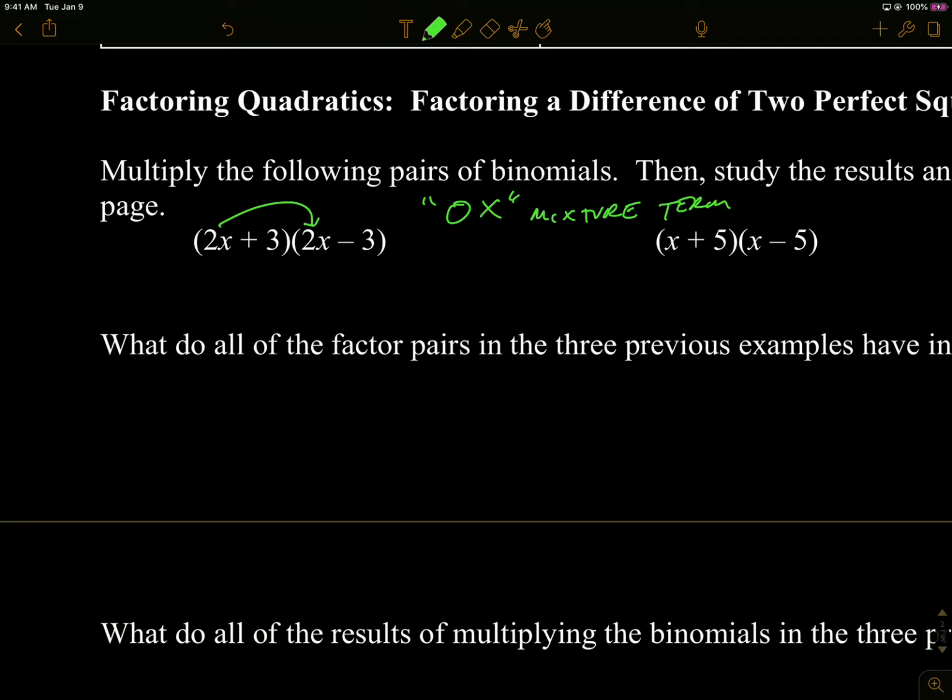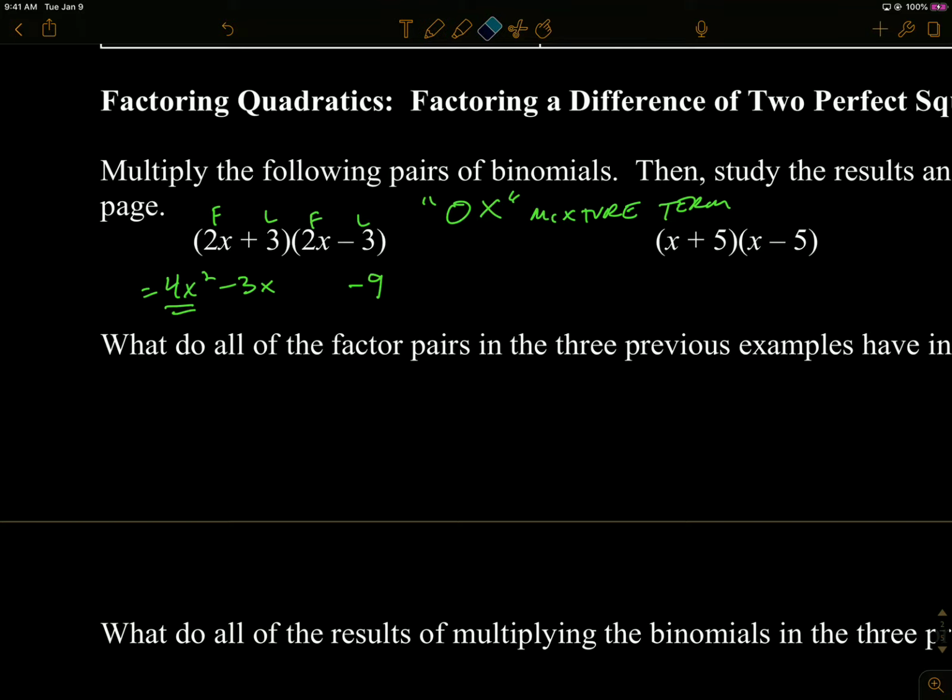So let's go: 2x times 2x, we get 4x squared. 2x times negative 3 gives me negative 3x. That's our first part of our mixture term. Actually, let me write this out because this is the language I was using in class. If this is the first and the last part of the first factor, and this is the first term and the last term in the second factor, to get the first term, we multiply our first times our first. We do our last times our last to give us the last term. We'll leave some space. 3 times negative 3.